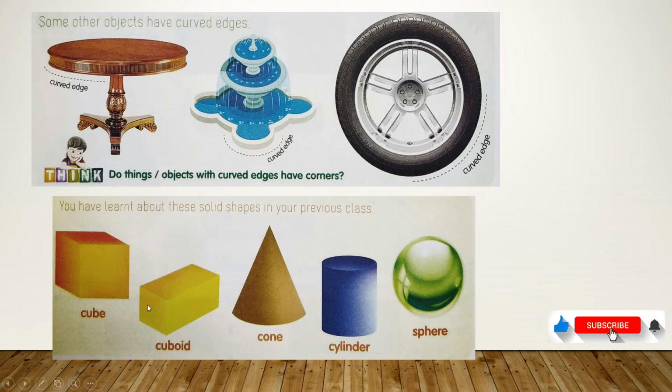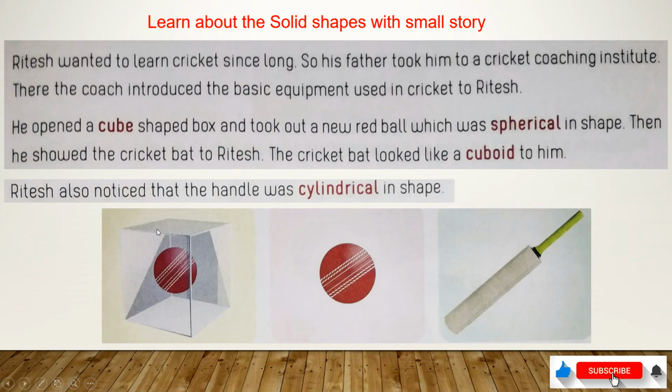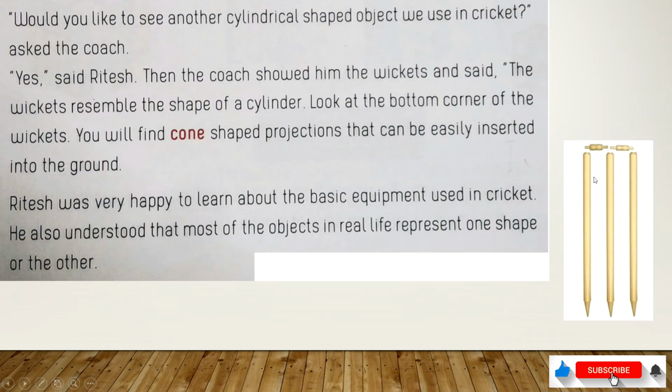And we learned about cuboid in the previous class. In this class we will see about cone, cylinder and sphere. We have also seen this very small story where a boy went to the cricket institute and he picked this cubical box. He took out this spherical ball and he noticed the bat shape looks like a cuboid and its handle looks like a cylindrical shape. And he also looked at the wickets, and the bottom of the wicket he noticed as a cone, and this upper part, this entire part, was a cylindrical shape.